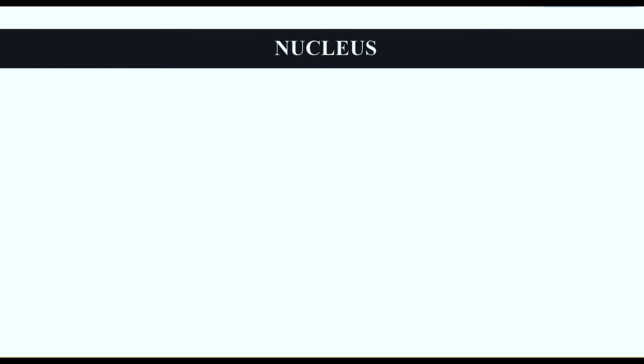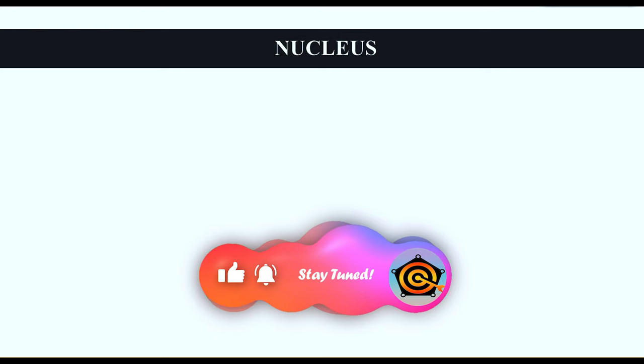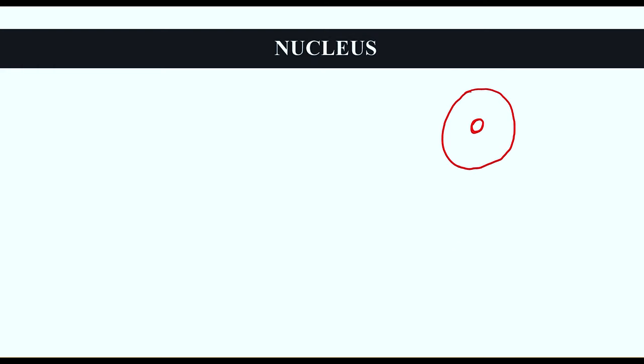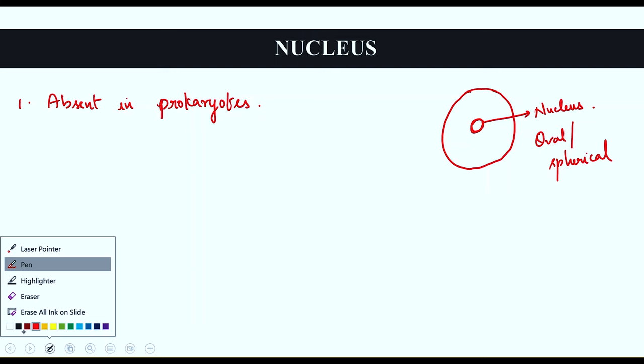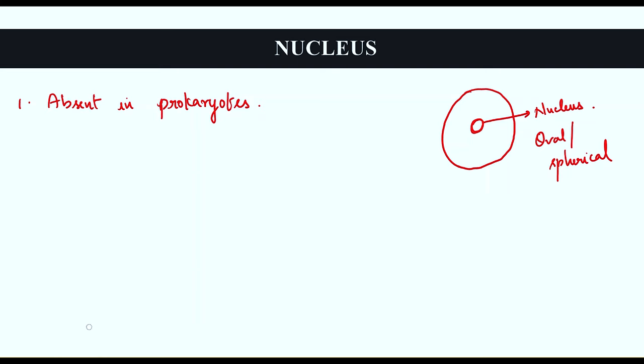If we take the nucleus, it will be in the centric position of the cell. For example, if this is a cell, it will be in the centric position. So this is the nucleus, right? Basically this nucleus is oval or spherical in shape. It will be absent in prokaryotes. It will be present in all eukaryotes, for example animals and plants. These are examples of eukaryotic organisms.